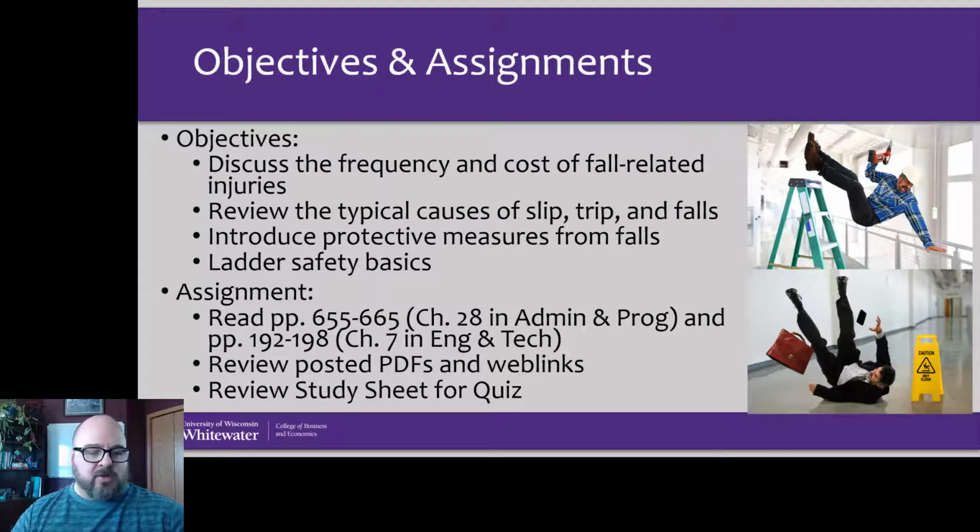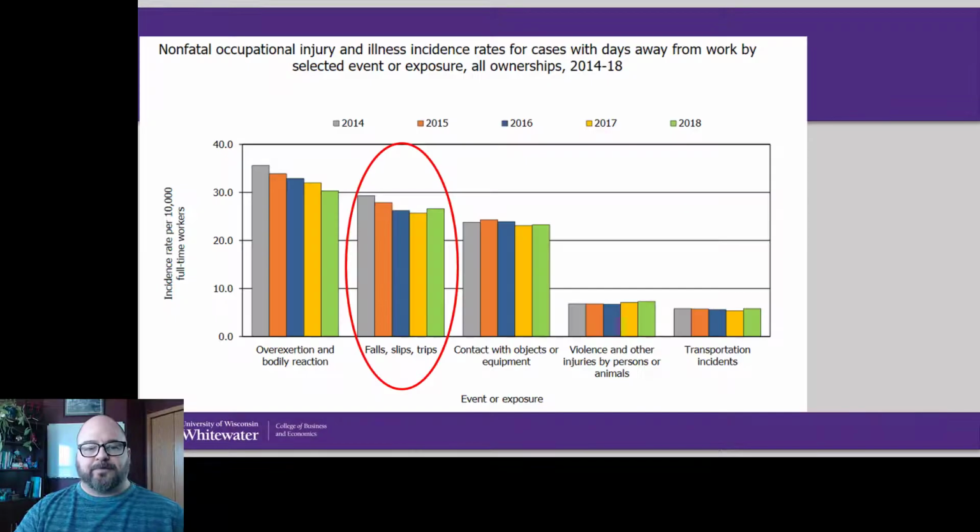So you see them right here on the screen. It's 10 pages out of chapter 28 in the Admin and Programs book, and then just 6 pages from chapter 7 of the Engineering and Technology book. But mostly I'm providing you with some YouTube videos to watch, people falling, and I'll talk about some stuff too.